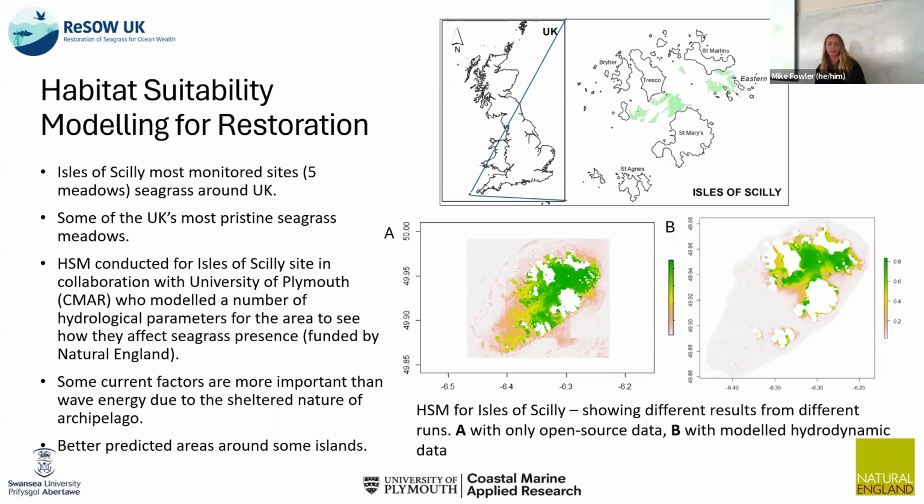If you look at figure A here, that's showing an outline of the Isles of Scilly area. And this is a habitat suitability model output from just using open source, relatively low resolution environmental data, compared to when we use some of the hydrological parameters that they created for us. And it really refined where it looked like it's suitable for seagrass, which looks like a much better prediction based on the knowledge of where seagrass is actually found in the Isles of Scilly. So the figure in B makes a lot more sense.